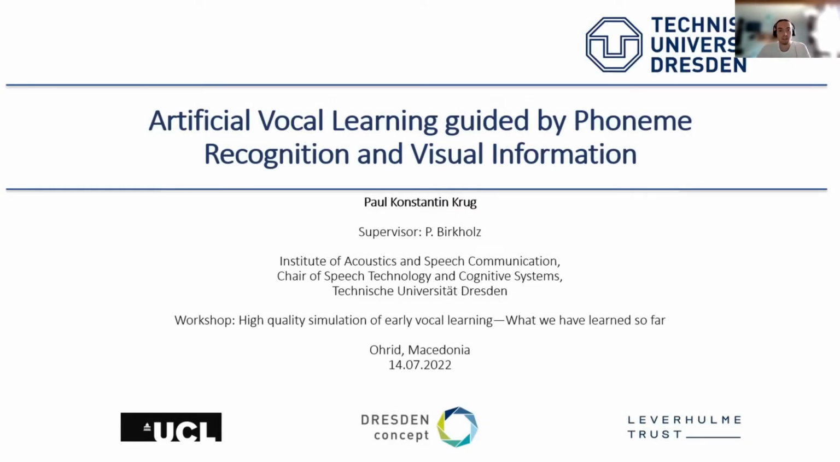This talk will be about a study that I finished recently, which is called Artificial Vocal Learning Guided by Phoneme Recognition and Visual Information. This is part of the Evoclearn project, and it is basically intended to study the impact of visually accessible information, such as lip movements or jaw movements, of speech, and to test if this information can be beneficial during the simulation of vocal learning.